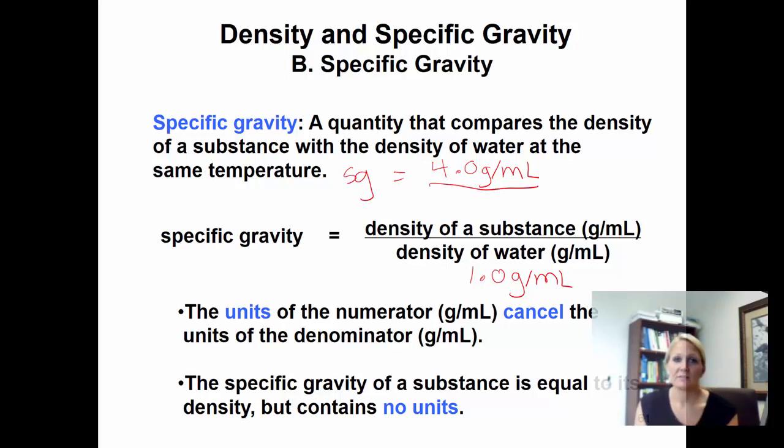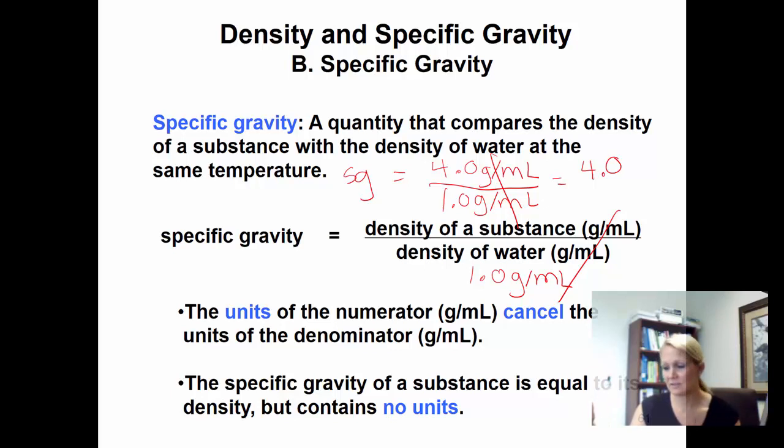Specific gravity just means divide by the density of water. Well, the density of water is 1, so my specific gravity is the same. The only difference here is specific gravity has no units, because look, my units cancel each other and leave you with no units. So specific gravity and density are very similar, except for specific gravity you take that density and divide it by the density of water, which is typically 1.